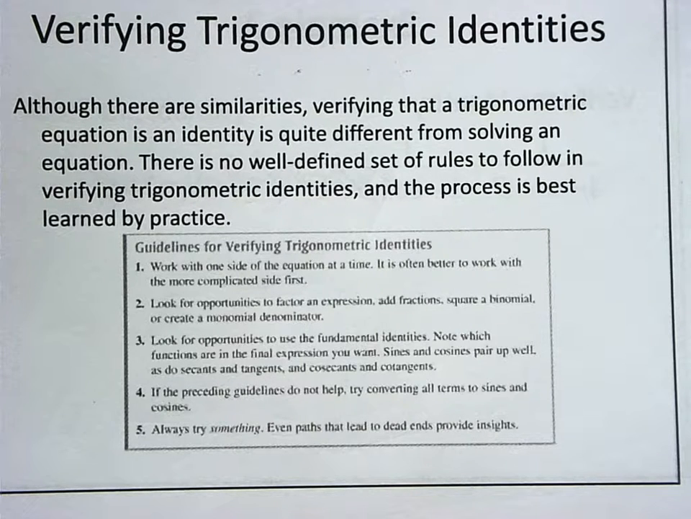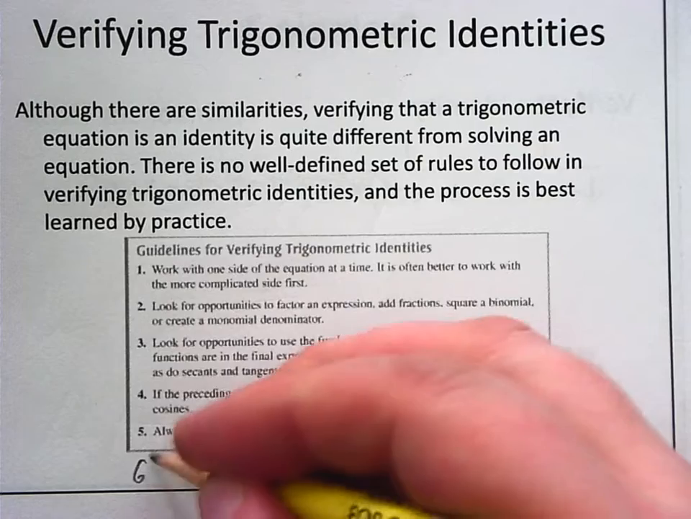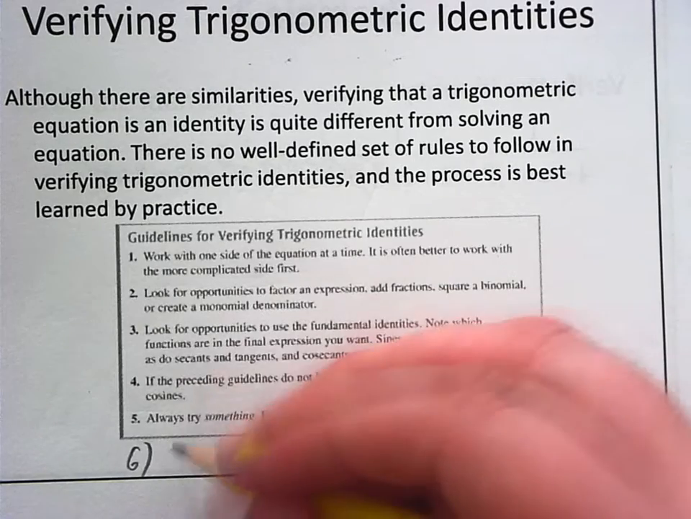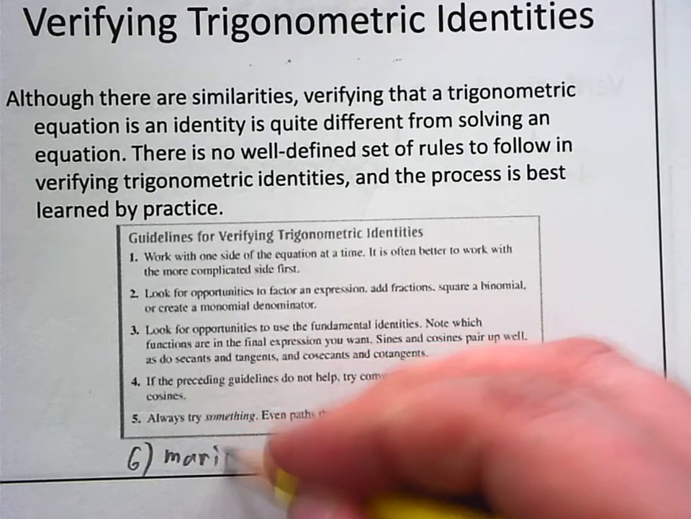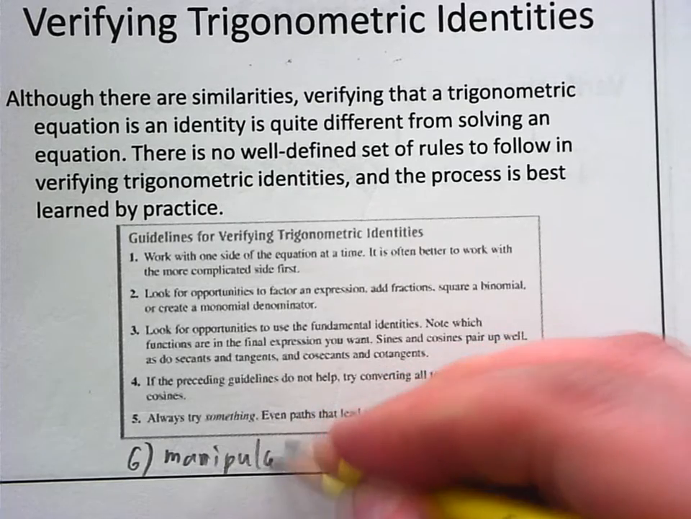If none of that works, same as before, try switching everything to sine and cosine. But that should be a last resort. Most of the time you can do it without that, and it's going to be quicker without it. Switching to sine and cosine is pretty much maximizing the number of steps it's going to take. And always try something. I would add one more to this: manipulate the more complicated side.